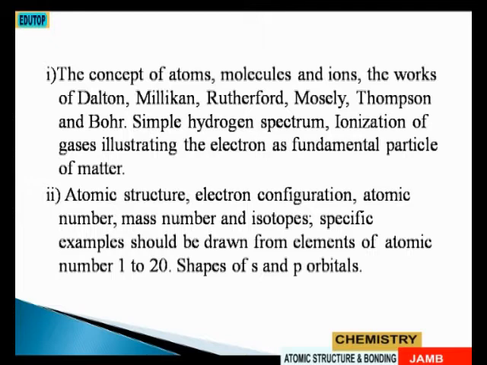Then the atomic structure, we have electron configuration, atomic number, mass number, isotopes. Specific examples should be drawn from elements of atomic number 1 to 20, shapes of S and P orbitals.